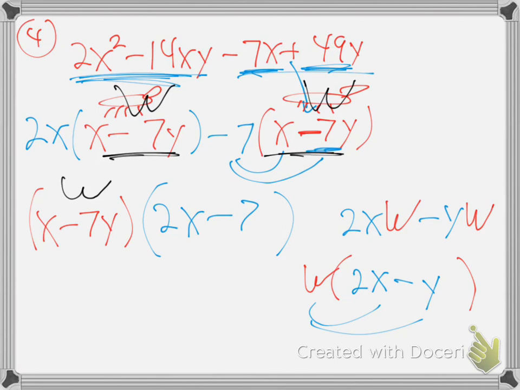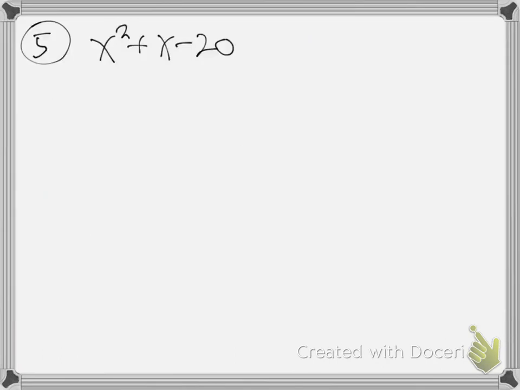Questions on that one? All right. Can you factor that one? So that's a three-termer now. It's not a four-termer. It's a three-termer. What do we do with three-termers? Well, actually, I should say, yeah, you're right.